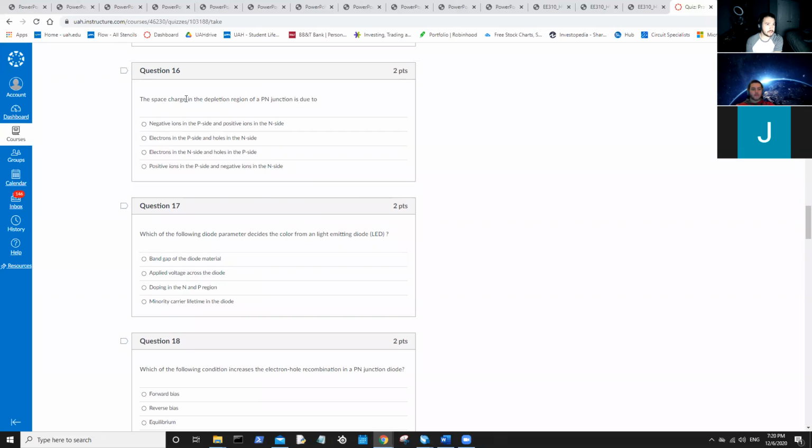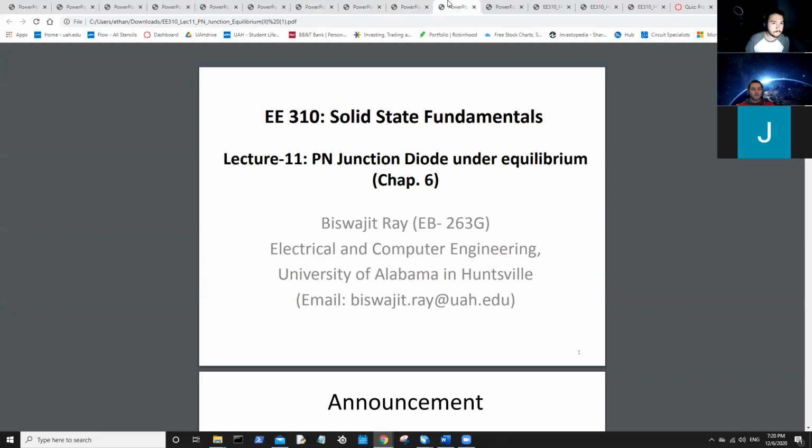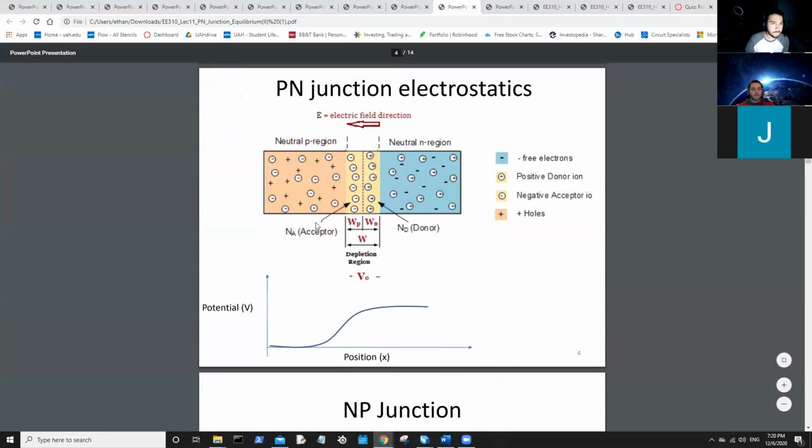And then the space charge in the depletion region of a PN junction is due to, so this is the space charge in a PN junction. This is the equilibrium. We talked about this earlier, those plus and minuses. When you're looking at a PN junction, he has it in a slide, there's a pretty good one. This one, right here. Here's your space charge. This is the whole reason the depletion region even exists. This is what this question's asking about. It's asking about this space charge region, right?